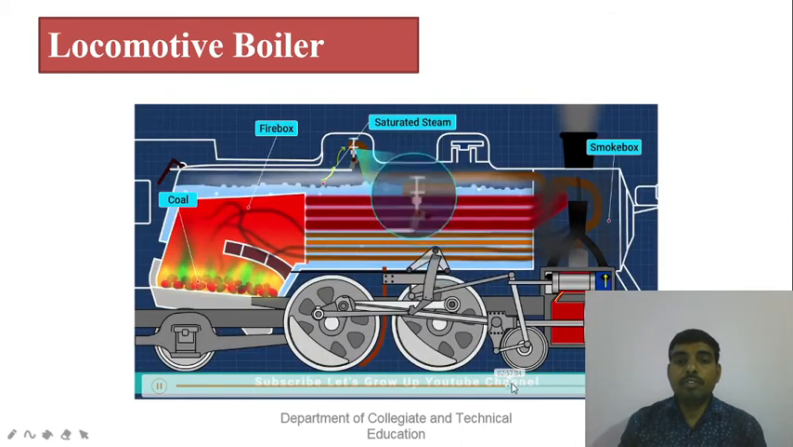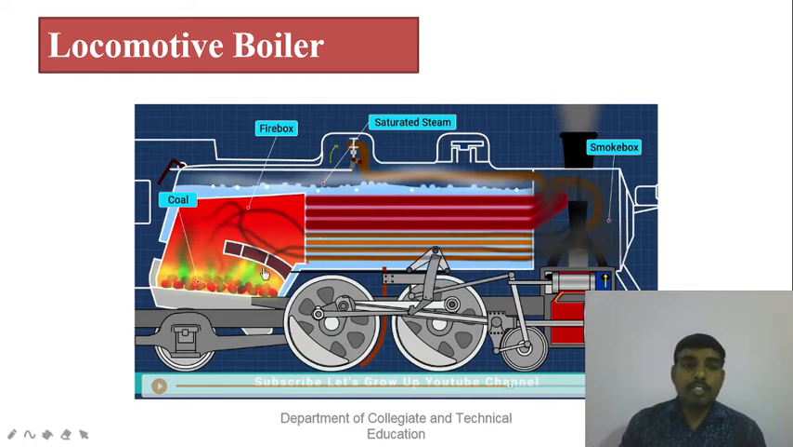To the cylinders. The safety valve. Students, let's take a glance here. Let's say this is a firebox. Inside, the coal is fed from the coal door. Then the coal is fed onto the grate. So here the combustion will take place.